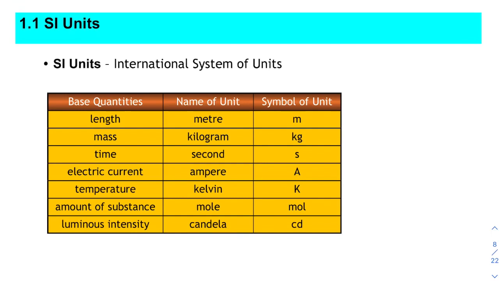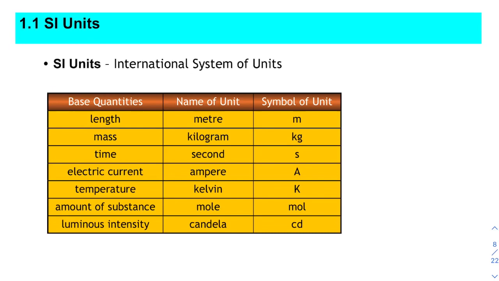So for length, the name of the unit is meter, the symbol is m. So you are used to this. Electric current, ampere, the symbol is A. Temperature, the name of the unit is Kelvin, the symbol is K, capital K. But we commonly use Celsius, right? Degree Celsius. We are going to use a conversion factor later on. Amount of substance, mole, the symbol is mol. Luminous intensity, the name is candela, the symbol is cd.